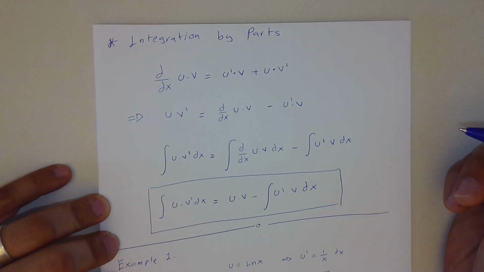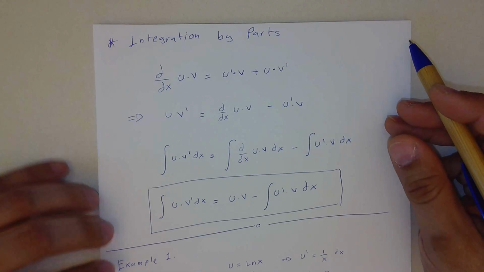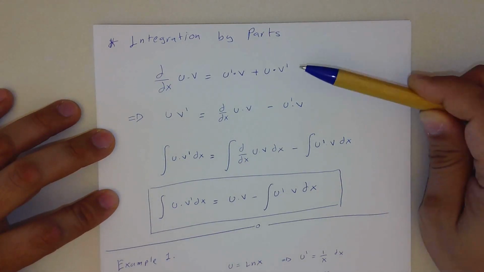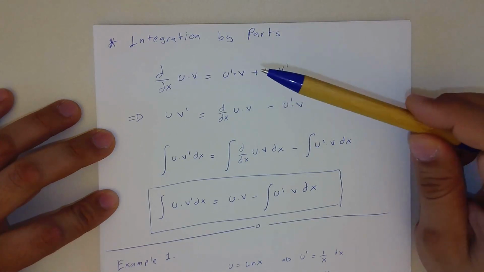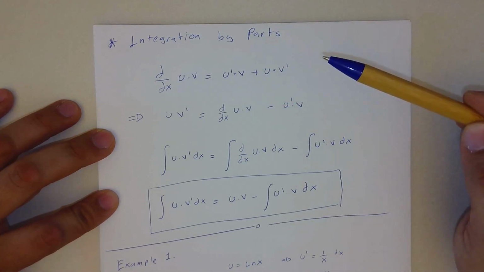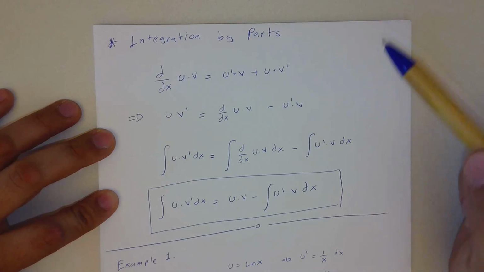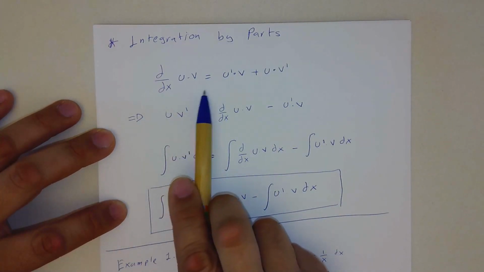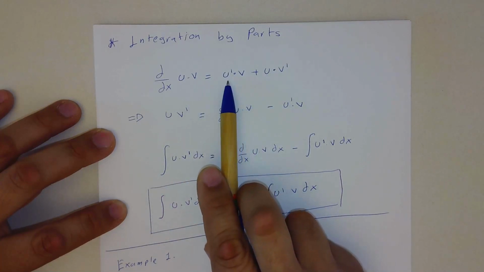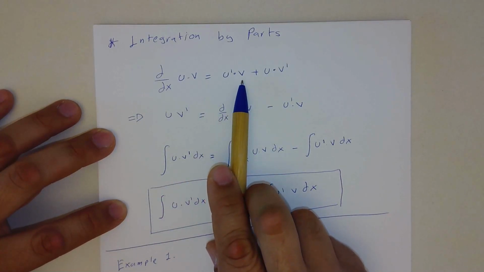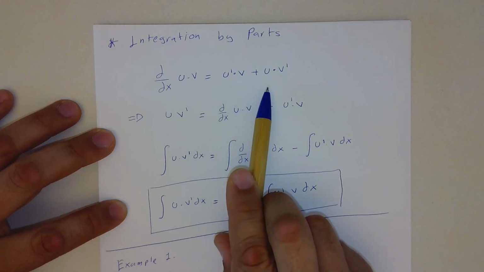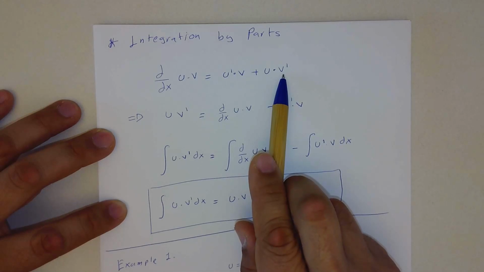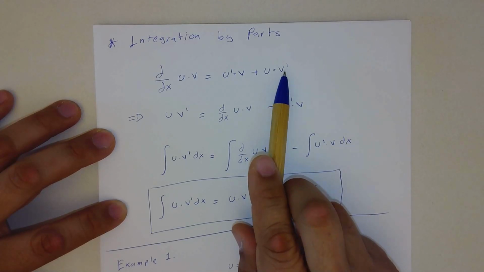Okay, integration by parts is really easy to understand if we come back to the derivative of two functions that are multiplied, right? If we have a multiplication of two different functions, the derivative of that multiplication will be the derivative of the first one multiplied by the original function v, plus the original function u multiplied by the derivative of the function v, right?